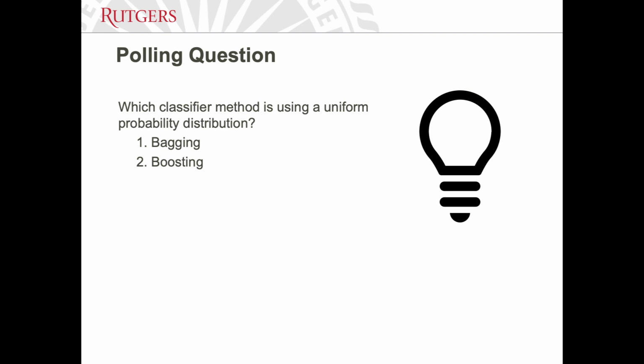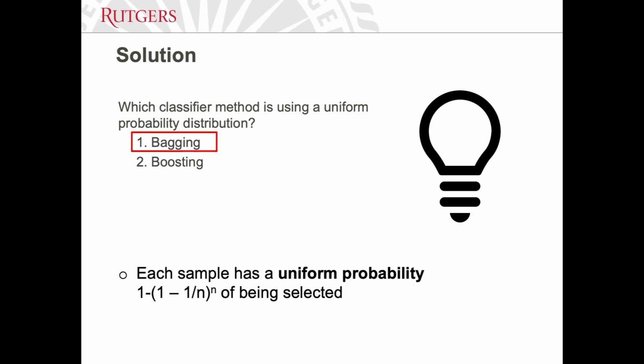To recap what we have learned so far, here is a simple question. Which classifier method is using a uniform probability distribution? Is it the bagging or the boosting method? The answer is bagging. As we discussed earlier, under the bagging method, each sample has a uniform probability of being selected. Boosting uses an iterative procedure to adaptively change the distribution.